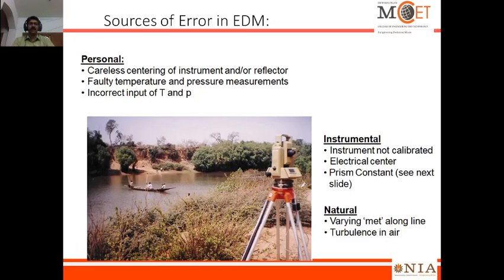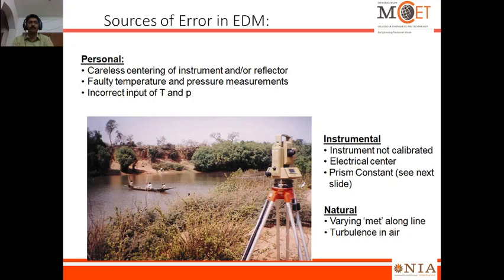Sources of error in EDM: personal error, instrumental error, natural error, obviously for all equipment. Personal error: careless centering of an instrument is the biggest error. In the latest instruments, without proper centering, the instrument won't start working itself. So the personal error can be avoided.